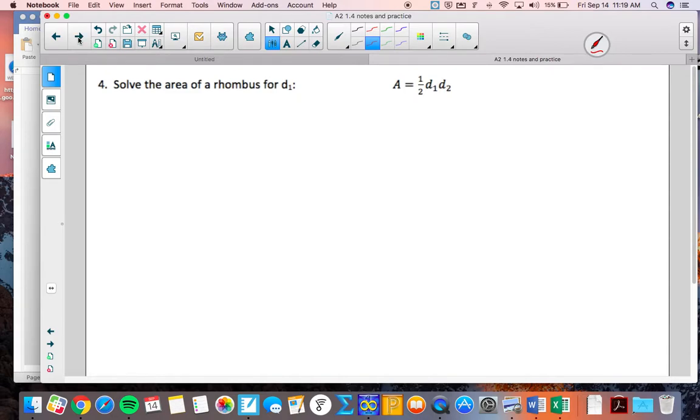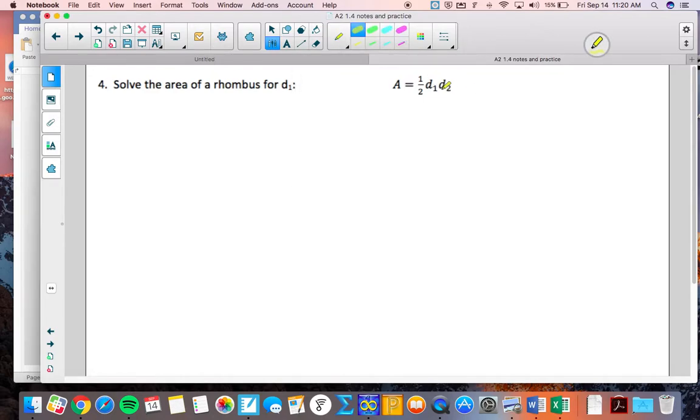Alrighty, number 4. Solve the area of the rhombus for d sub 1. This just means diagonal 1, d sub 1, and this is d sub 2. That's for diagonal number 2. So it's actually not a math operation. It's kind of like your footnotes as you're reading through your books. It's just keeping track of the number of footnotes, or in this case, the number of diagonals in a rhombus. So we're solving for d1 right here.